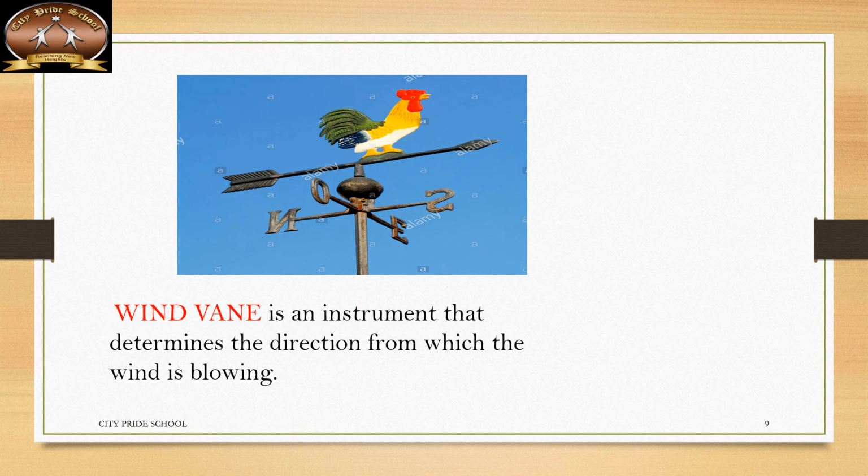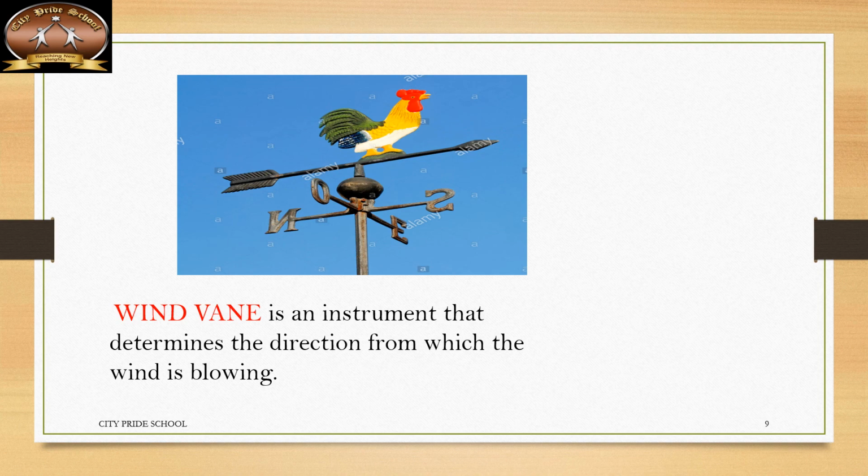The last instrument that we will learn about is the wind vane. This wind vane is an instrument that determines the direction from which the wind is blowing. You see the cock over there and east, west, north, south. So it shows from where the wind is coming.